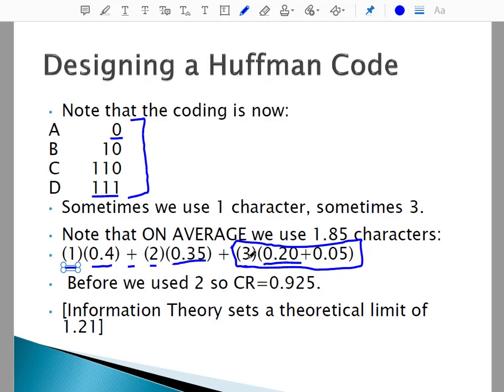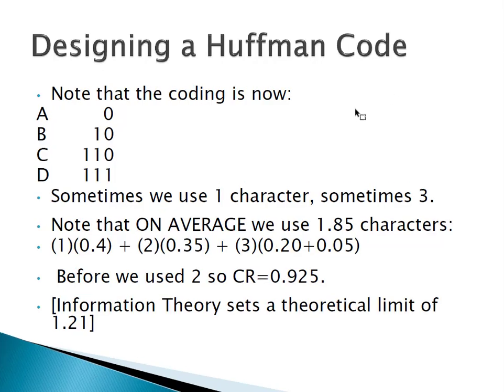You can actually use the distributive property here and write it as 3 multiplied by 0.20 plus 3 multiplied by 0.05. Just in case this is confusing you, but it shouldn't. So that's how you get the average number of bits used each time you use the Huffman encoding. All right, so that's pretty interesting. And on average, I'll just say that again, we use 1.85 bits using the Huffman code.